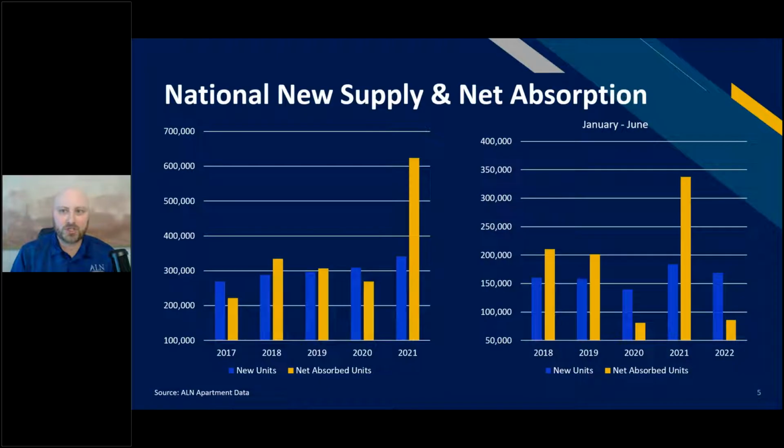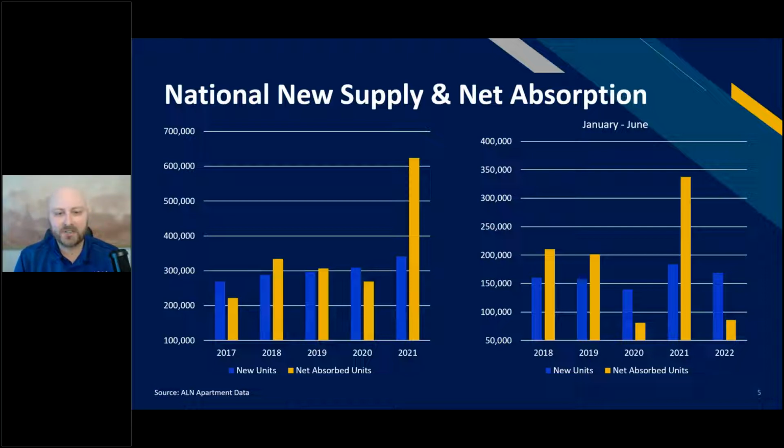So just to start off here, basically a picture of the supply and demand balance over the last handful of years. On the left-hand side, we're looking at new units delivered and then net absorbed units. By net absorbed, we just mean the net change in the number of leased units over a period of time, which is an approximation of realized demand.